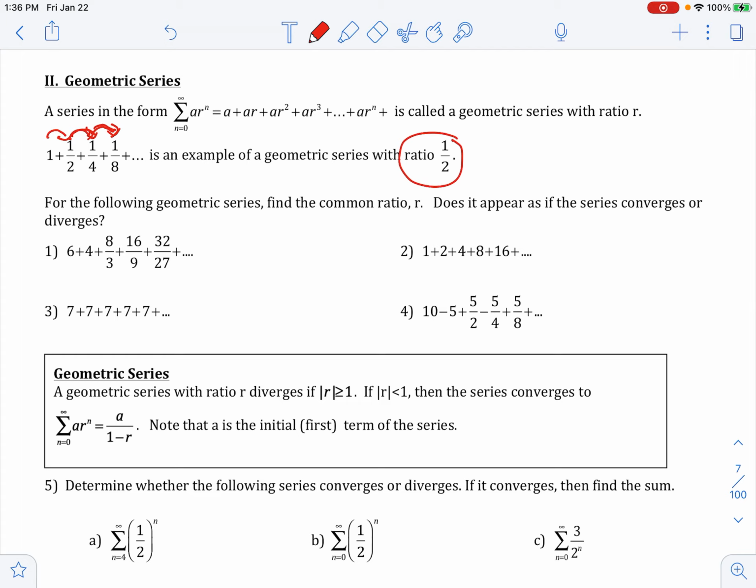So if we look at these particular series, let's see if we can try to find the common ratio. So here, what number am I multiplying to get from 6 to 4 and then 4 to 8/3, etc.? Your common ratio in this problem is actually 2/3. If you do 6 times 2/3, it's 4. If you do 4 times 2/3, you get 8/3.